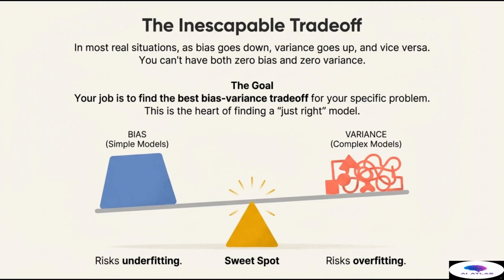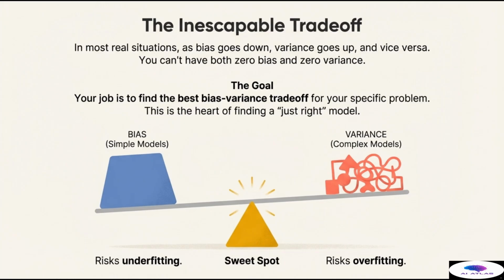This brings us to the crucial concept that dictates all model building, the inescapable trade-off. In virtually all real-world machine learning scenarios, bias and variance are inversely related. They operate on a seesaw principle. As you decrease bias, you increase complexity, which invariably drives variance up. Conversely, as you try to reduce variance by simplifying the model, you increase the approximation error, thus driving bias up. It is impossible to achieve a model with both zero bias, perfectly fitting the trend, and zero variance, perfectly stable across different datasets. That unicorn model simply does not exist.